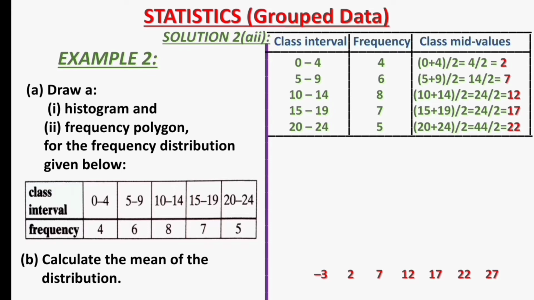So for the first class interval of 0 to 4, the class mid value is going to be 0 plus 4 divided by 2, which is 4 divided by 2, which will give us 2 as the class mid value. For the second class interval of from 5 to 9, the class mid value is going to be 5 plus 9 divided by 2, which will give us 14 divided by 2, which will give us 7, and so on. Now that we know our class mid values, this is how the frequency polygon will look.